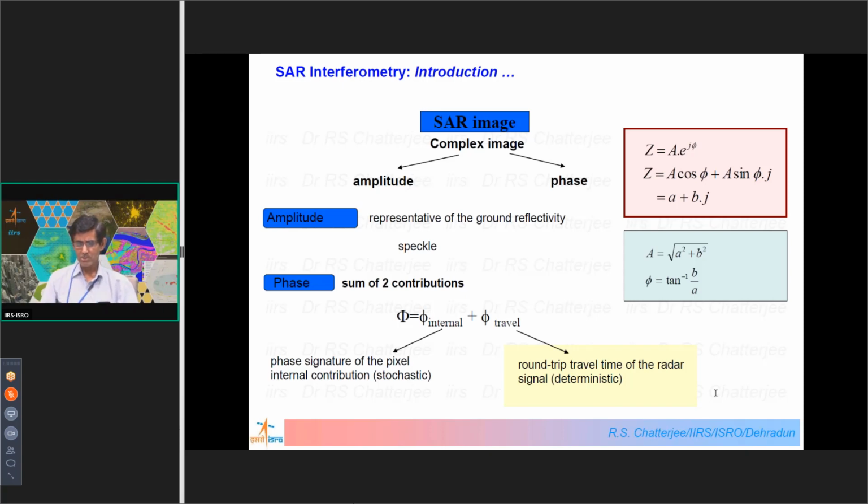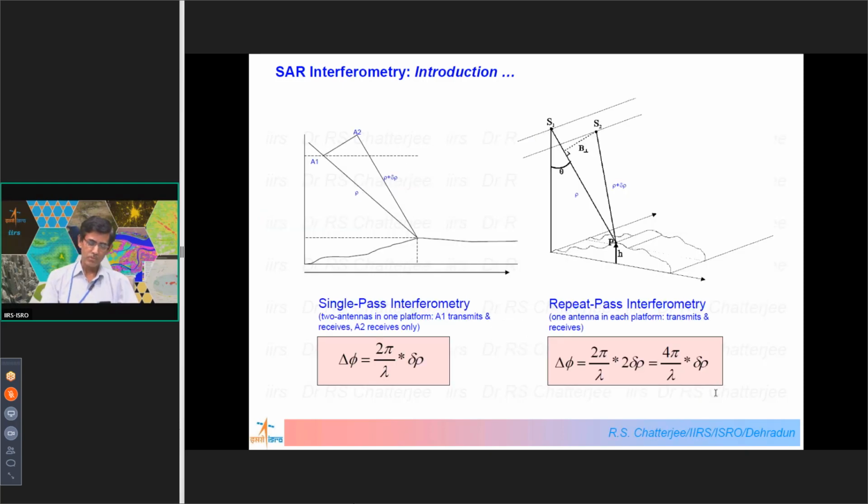Now from this you can get the amplitude of this SAR image, that is the square root of A squared plus B squared, the real component squared and the imaginary component squared, and the square root of that. And the phase is tan inverse B by A. The phase is important to us because we need to do the interference of the phase information of two SAR images, and after interfering this phase information of two SAR images, we will get the phase difference.